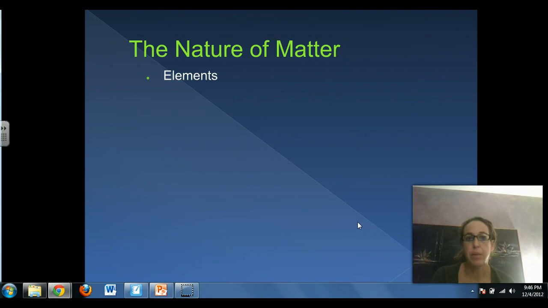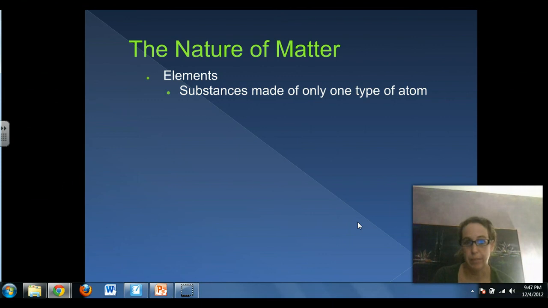Okay, so just a couple other background pieces of information. We have elements, which are substances that are made up of only one type of atom. So the example that we gave before, like gold or silver or oxygen or hydrogen, all have many, many, many atoms in them, especially when you can see them, because atoms are so teeny tiny.